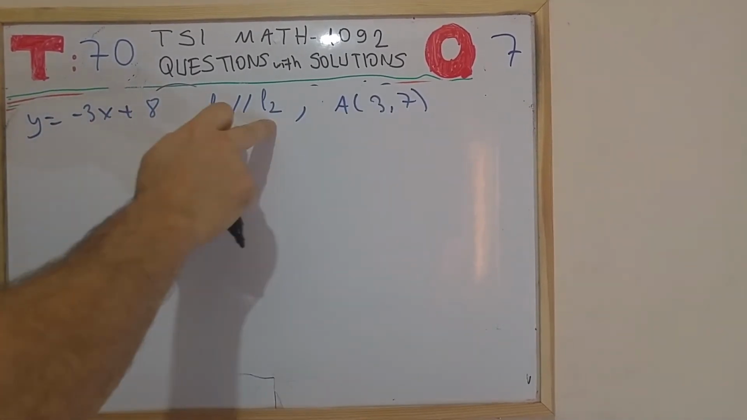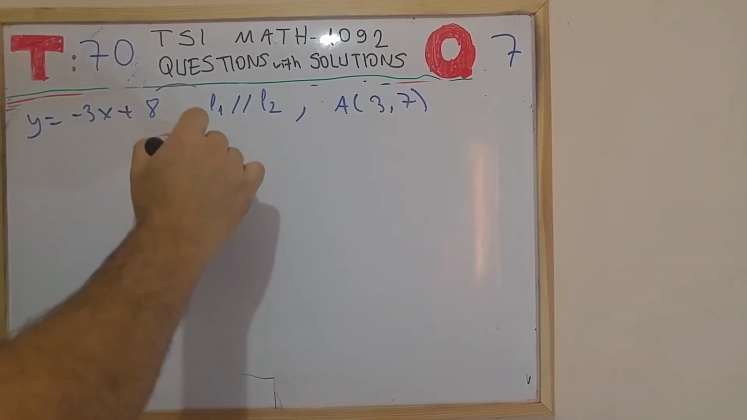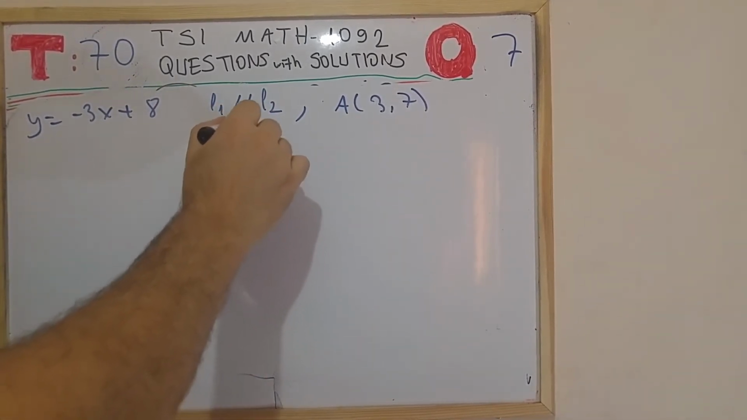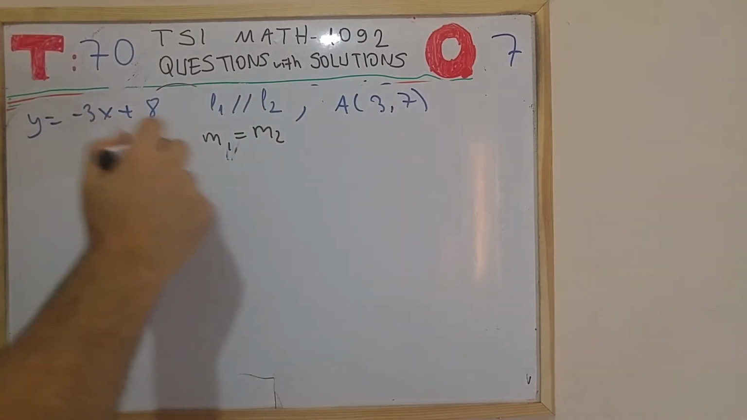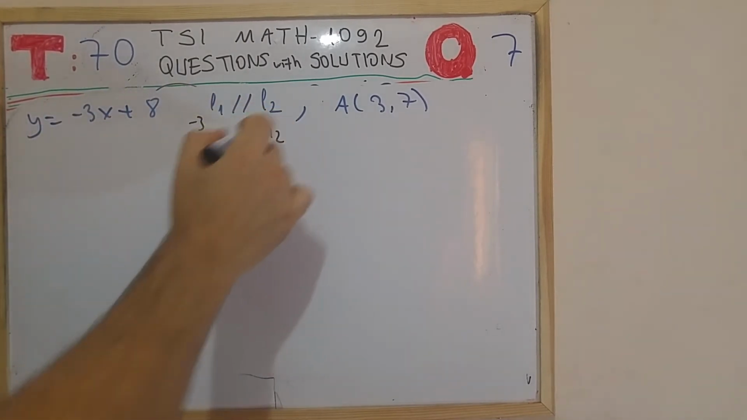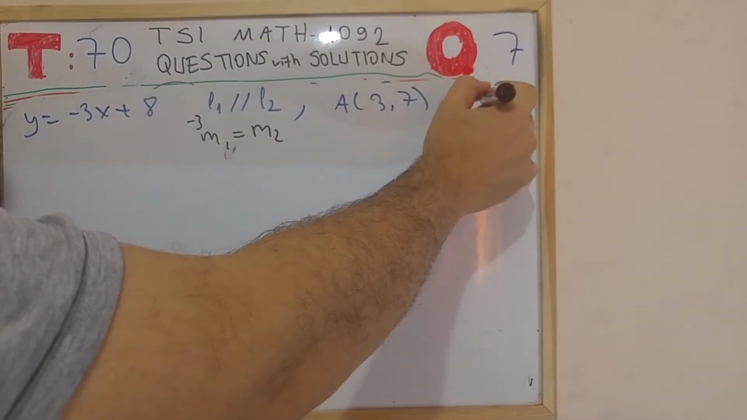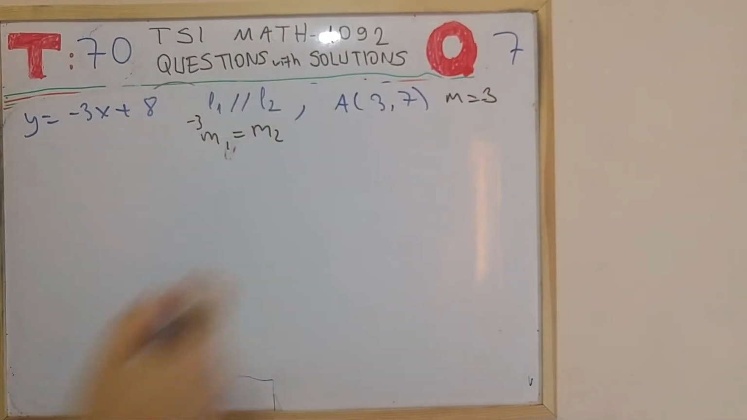These two lines are parallel to each other. Their slopes must be equal to each other too. And the slope of the first line is equal to minus 3. So the slope of the second line is equal to minus 3 too. So I can say that the slope is equal to minus 3.